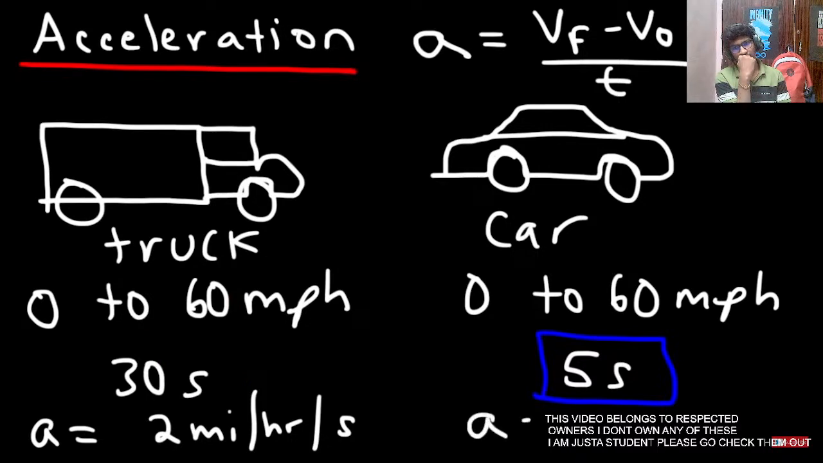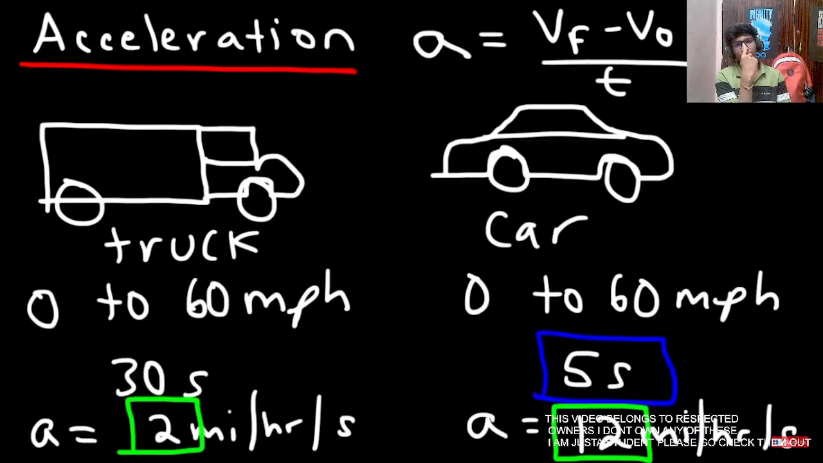Now the acceleration of the sports car is 60 miles per hour, that's the change in velocity, divided by 5 seconds. 60 divided by 5 is 12. So it's 12 miles per hour per second. As you can see, the acceleration of the sports car is much greater than the acceleration of the truck. The truck is going to take a long time to go from 0 to 60, but the sports car will get there a lot faster, and so it has a greater acceleration. And so that's the basic idea behind acceleration. It tells you how fast the velocity is changing.